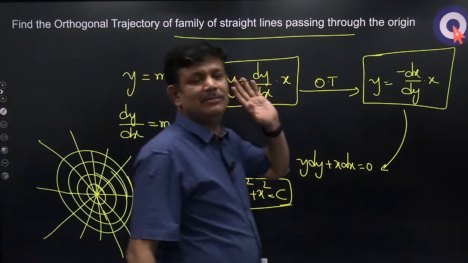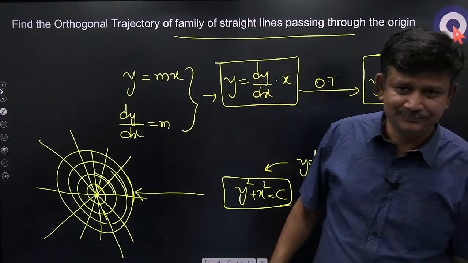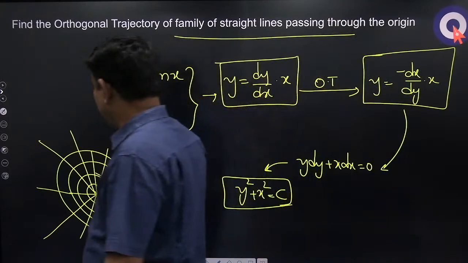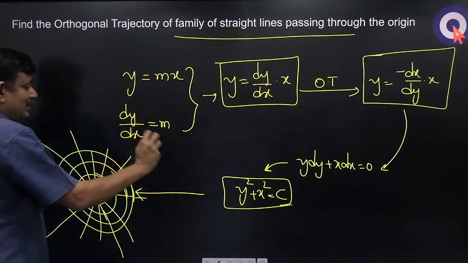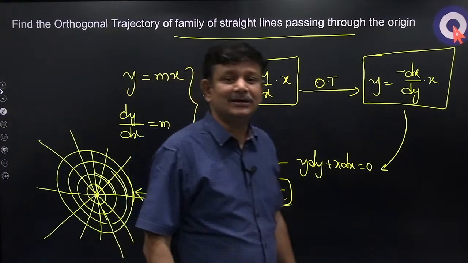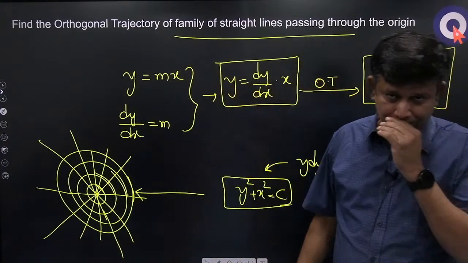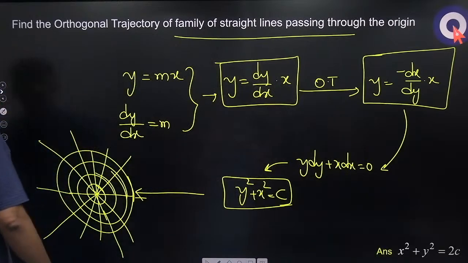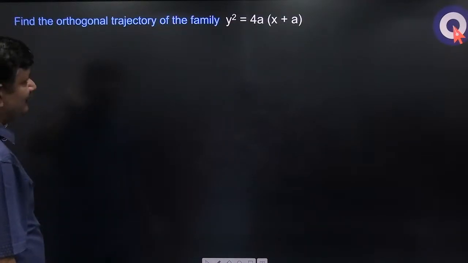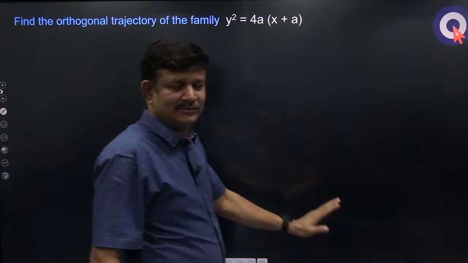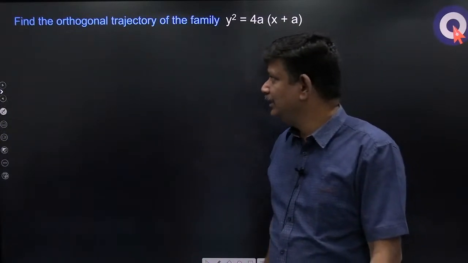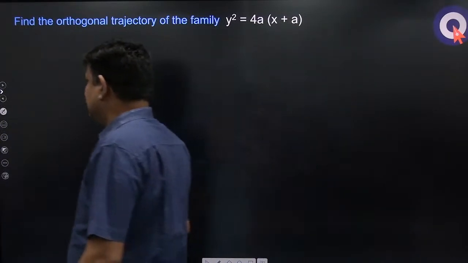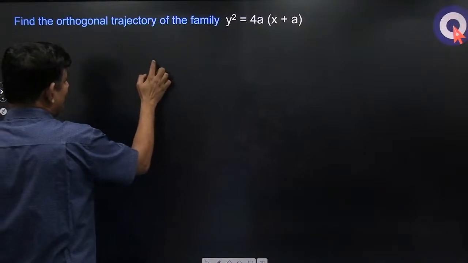That is what we mean by orthogonal trajectories. The curves of the first family and the curves of the second family cut each other perpendicularly. They are perpendicular to each other. That is what we mean by orthogonal trajectory. A simple way of finding it: find the differential equation, replace. Let us do this question.